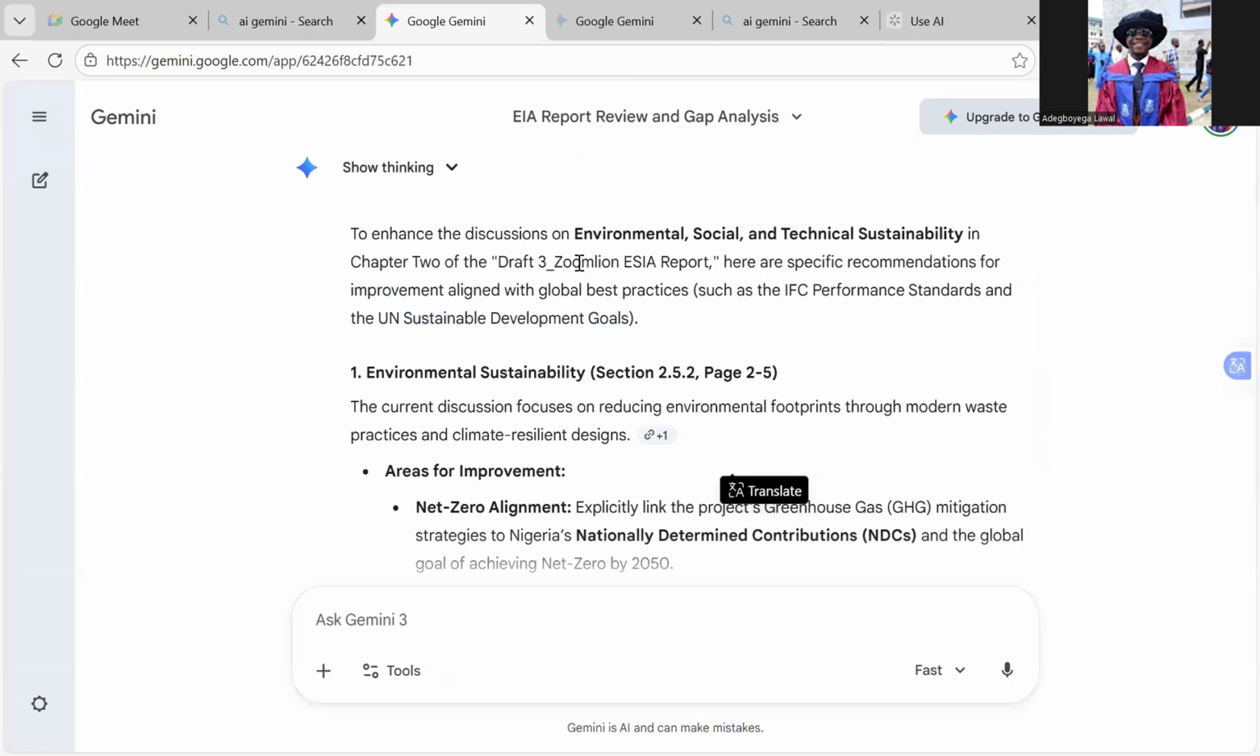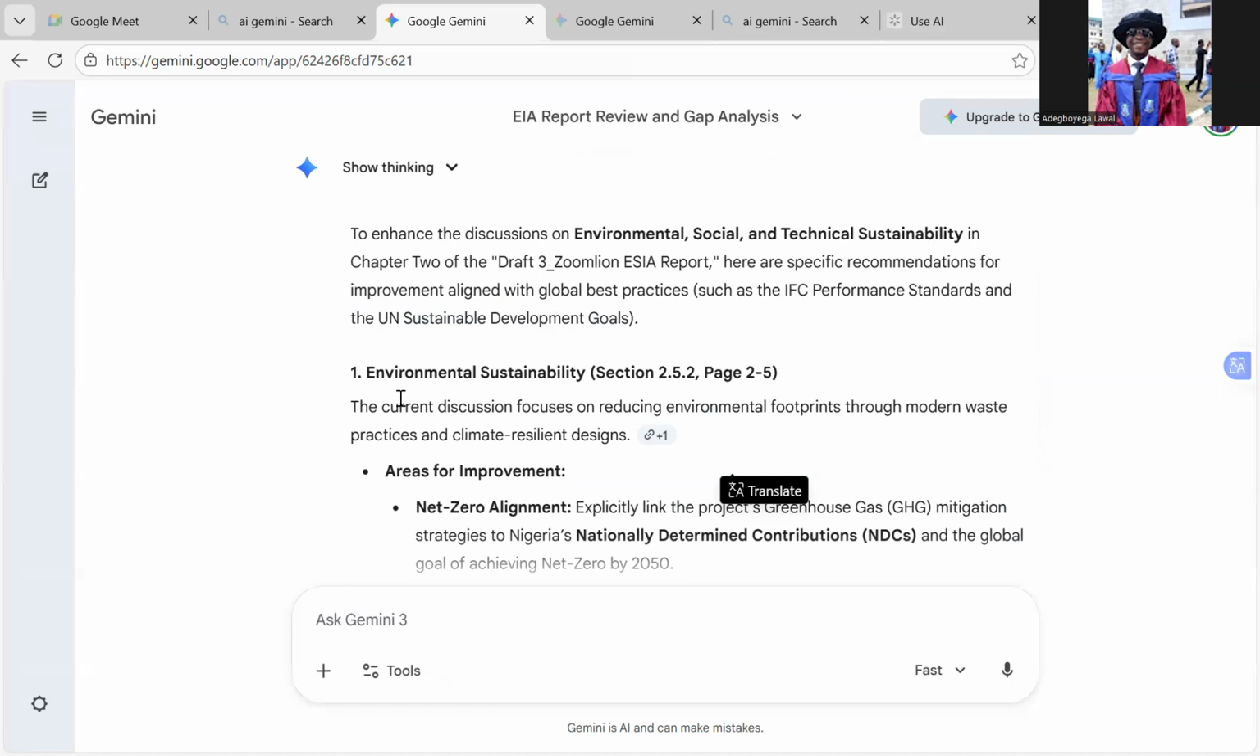You can see it's always referencing where the information is from. All that it's saying is not from the internet. They are from this particular draft report that I've uploaded.